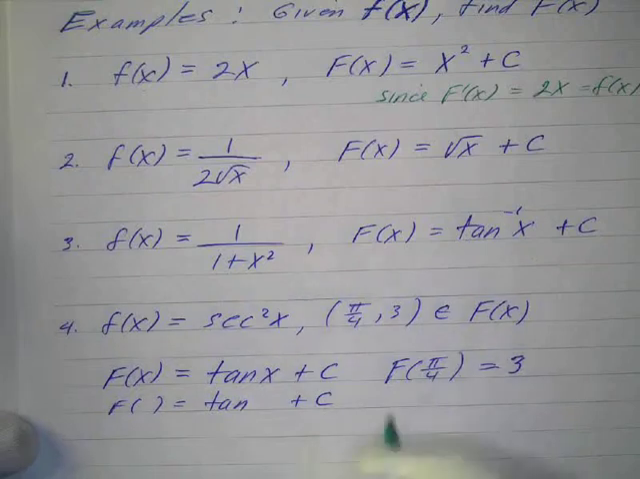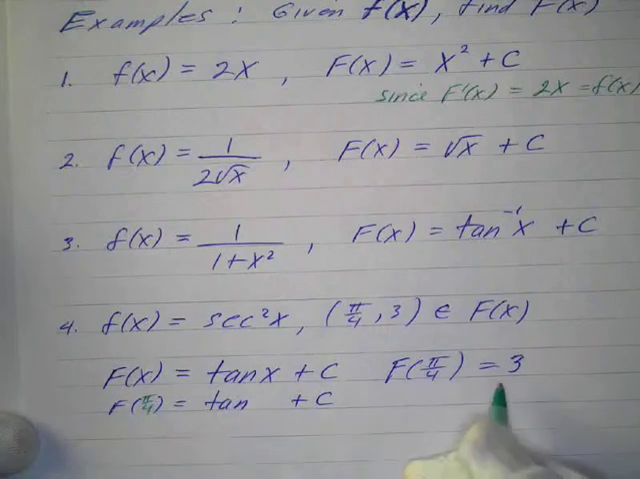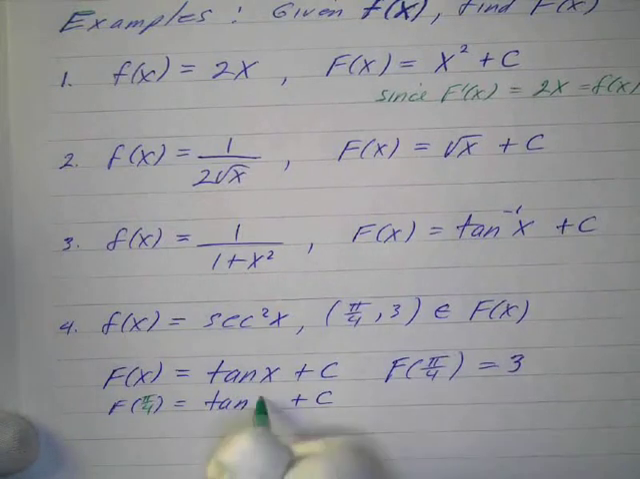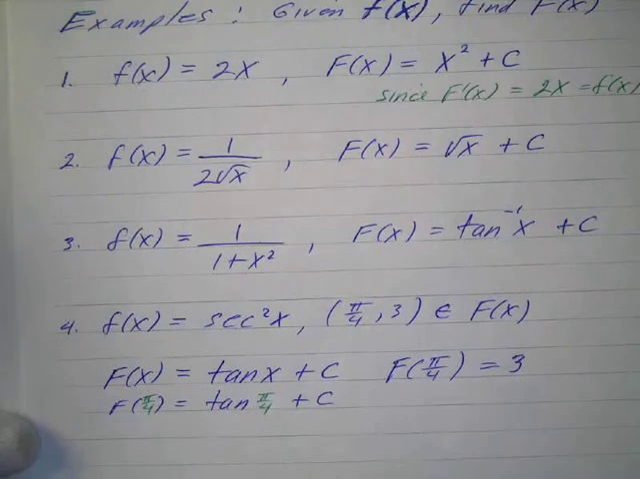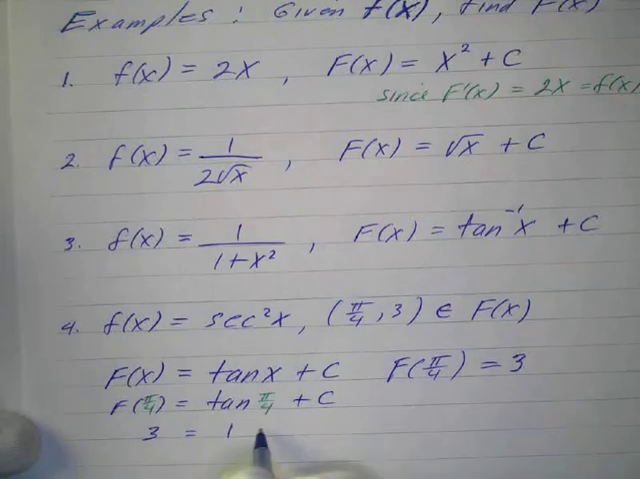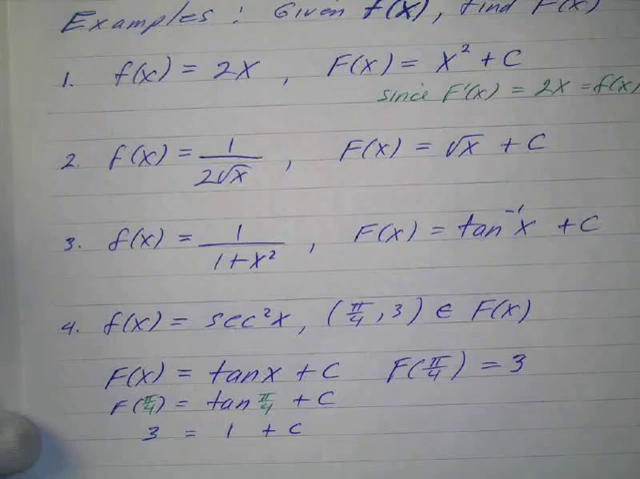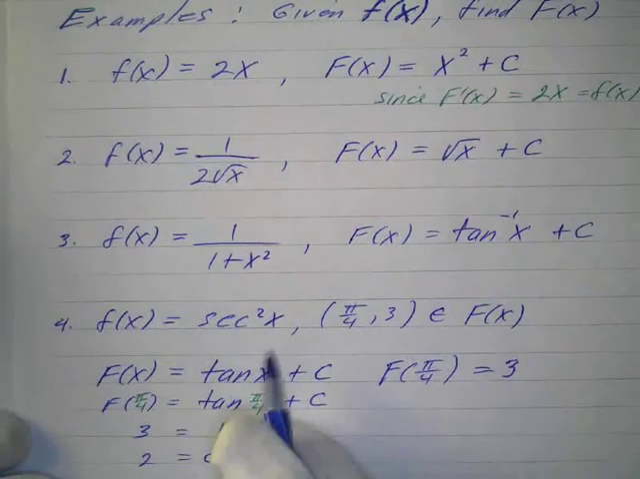I can put these in a different color. So this is going to be pi over 4, and this is going to be pi over 4. So every time I see an x, I'll put a pi over 4. Okay, but F of pi over 4 is what? 3. So I can write this as 3 equals, and what's the tangent of pi over 4? That's just 1 plus c.